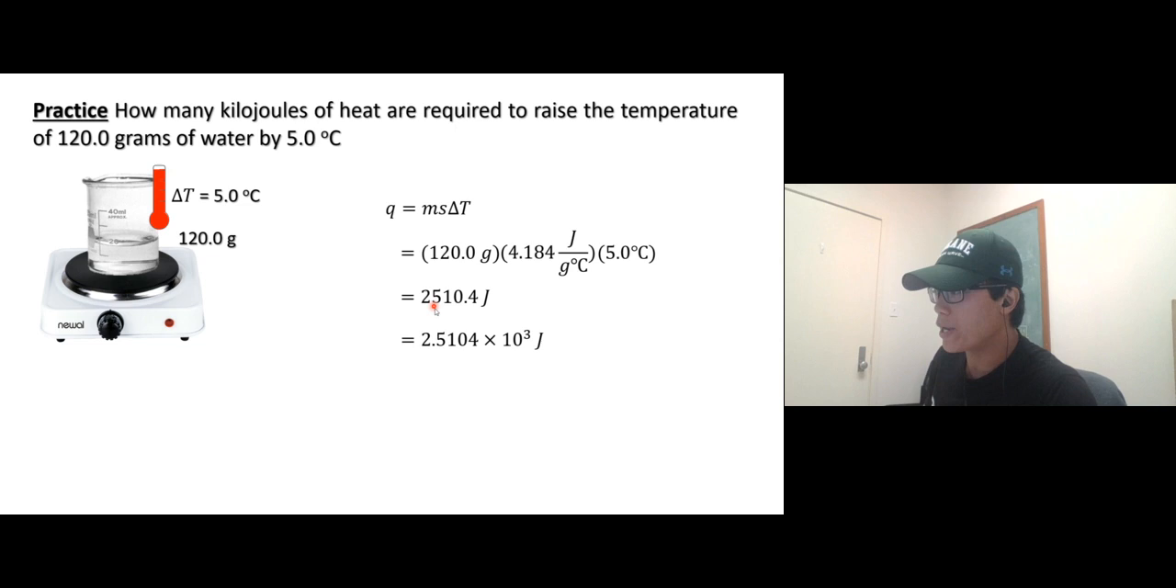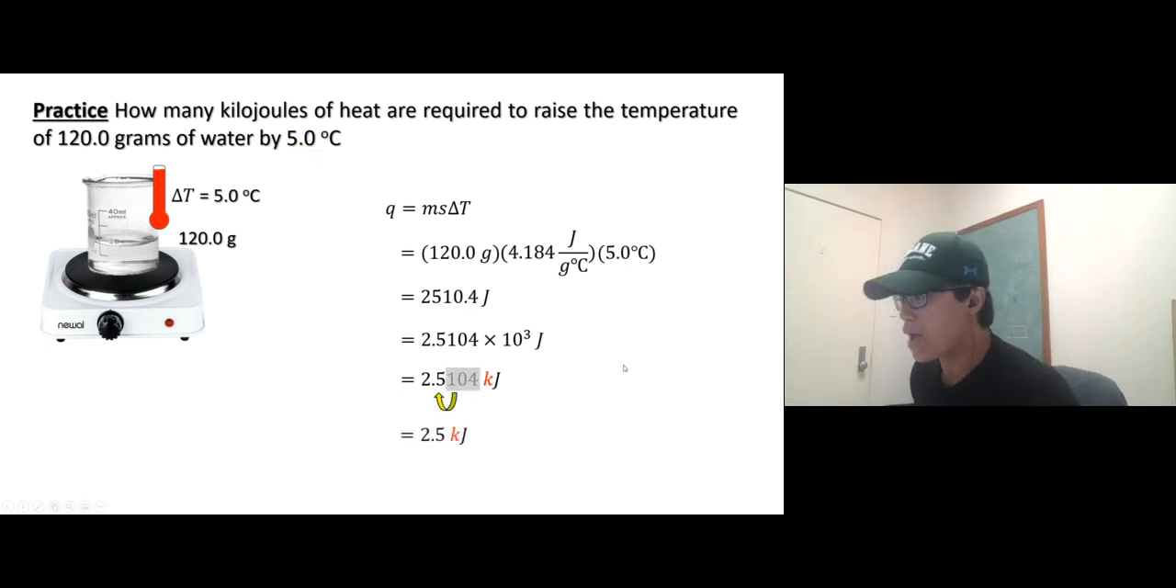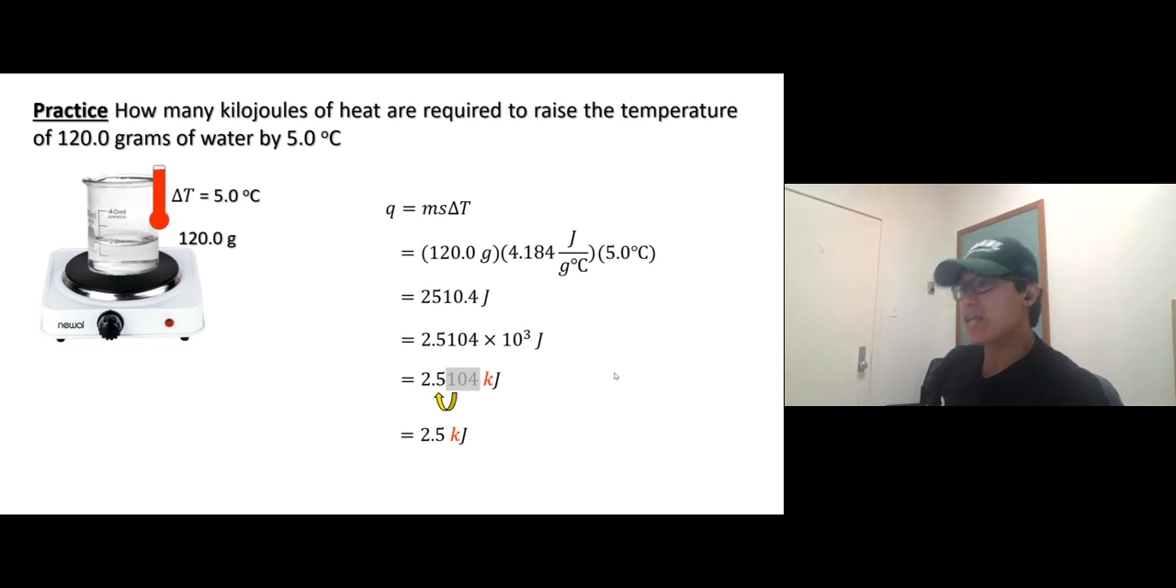So 1, 2, 3, so 10 to the third. 10 to the third is kilo. That's a kilo. Okay, 2 sig figs. Is it 2 sig figs here? Write it down: 2.5 kilojoules. That's the answer. So we're going to need 2.5 kilojoules to raise the temperature of 120 grams of water by 5 degrees.